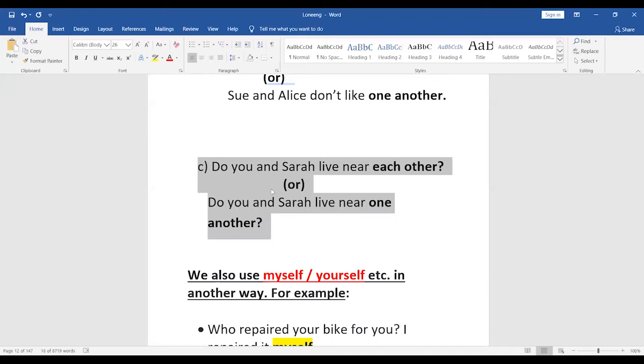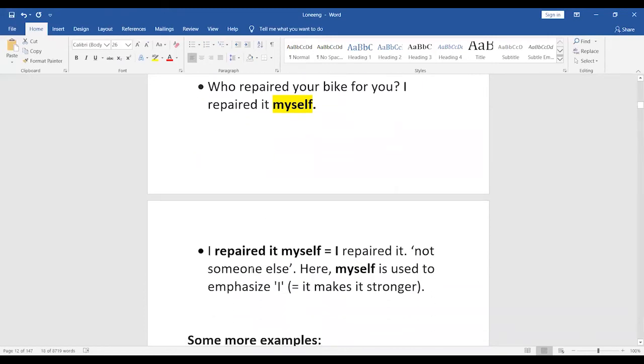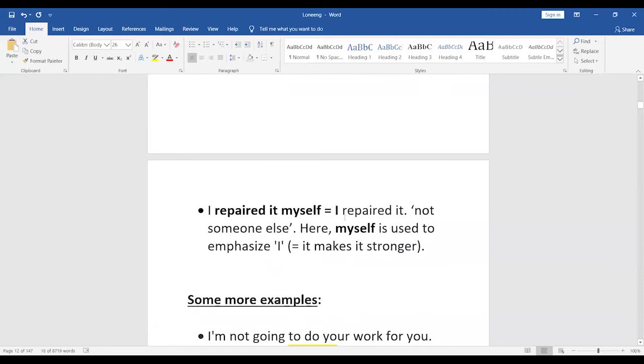Let's say, for example, someone is questioning you, saying, who repaired your bike for you? You will say, I repaired it myself. No one else helped me. Okay, so I repaired it myself. I repaired it, not someone else. Here, myself is used to emphasize.